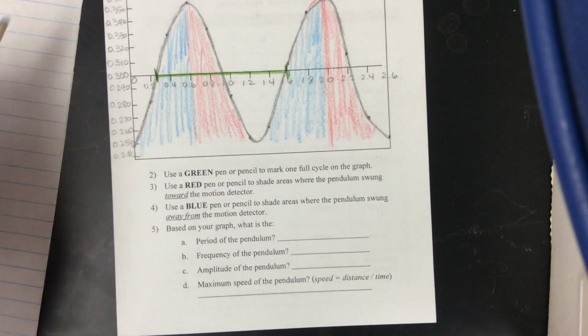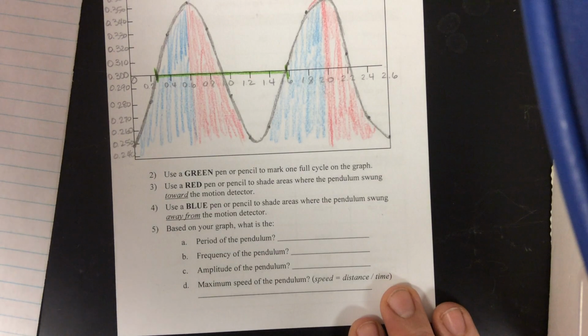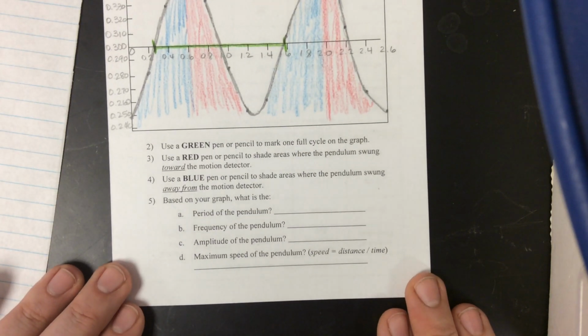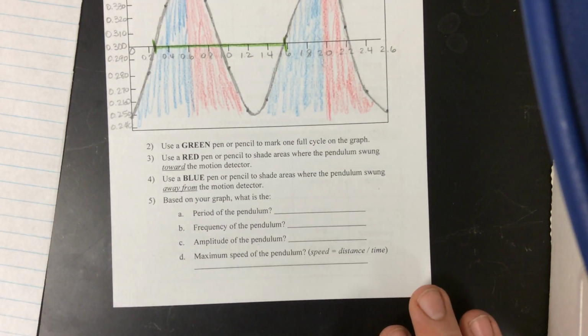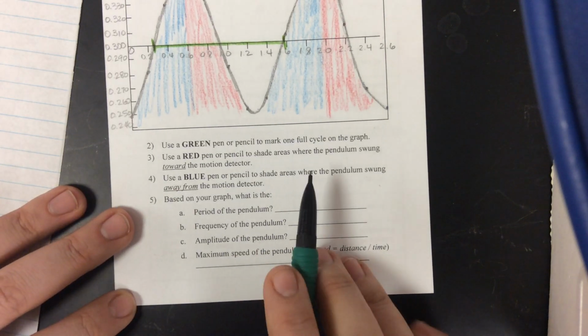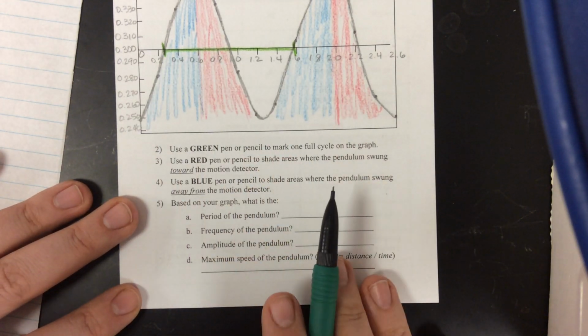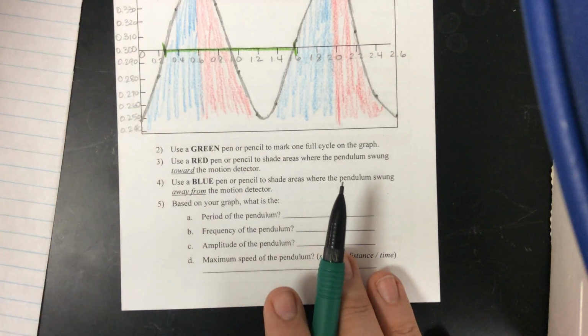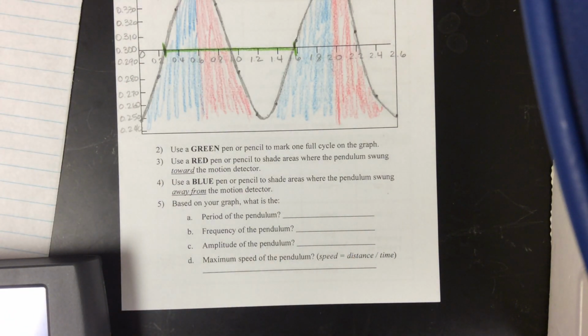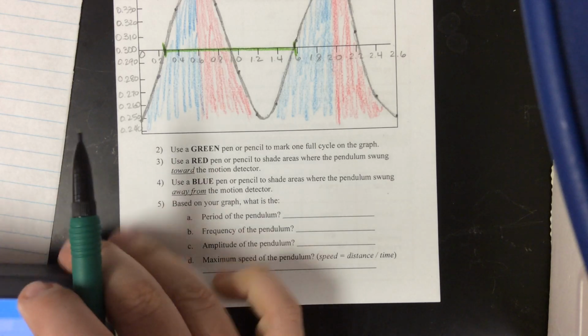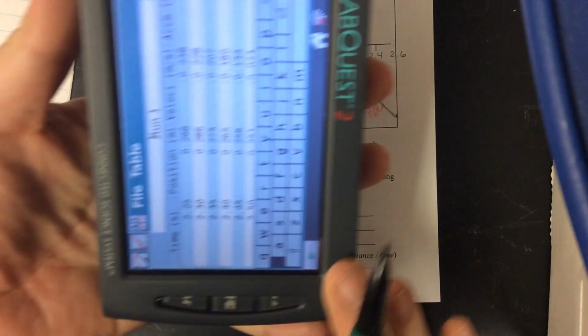Now here's the tricky part, the math part. Based on your graph, what is the period of the pendulum? Now remember, period is how long it takes to make one full cycle. So we're going to go back to our data chart.